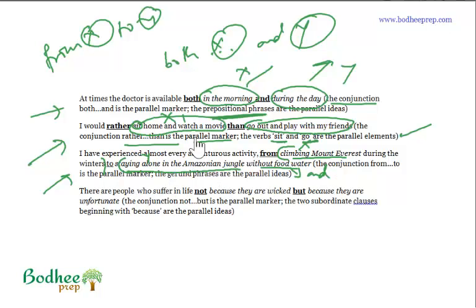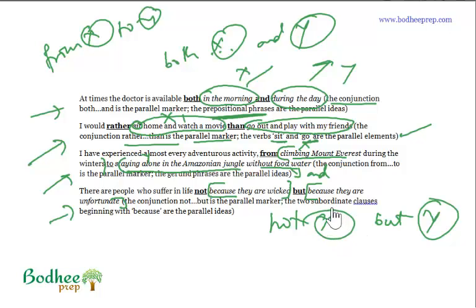So we have seen the idiom from to, the idiom rather than, the idiom not only but also, the idiom both X and Y, the idiom either or. We can also have neither nor, the way we had either or. There are people who suffer in life not because they are wicked, but because they are unfortunate. Again, we have not X but Y. X and Y are the two parallel elements. The conjunction not X but Y is the parallel marker. The two subordinate clauses beginning with because are the parallel ideas.